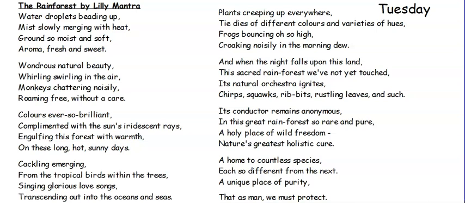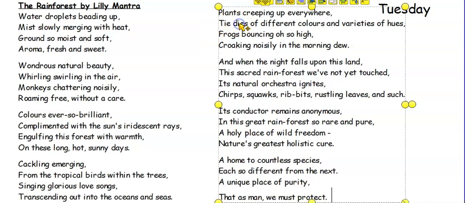Plants creeping up everywhere, tie-dyes of different colours and varieties of hues, frogs bouncing oh so high, croaking noisily in the morning dew. And when the night falls upon this land, this sacred rainforest we've not yet touched, its natural orchestra ignites, chirps, squawks, ribbits, rustling leaves, and such. Its conductor remains anonymous in this great rainforest so rare and pure, a holy place of wild freedom, nature's greatest holistic cure, a home to countless species, each so different from the next, a unique place of purity that as man we must protect.